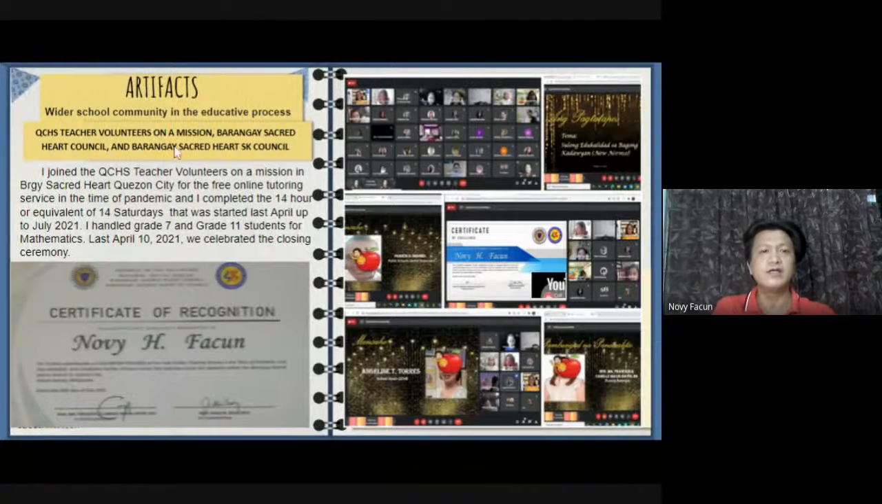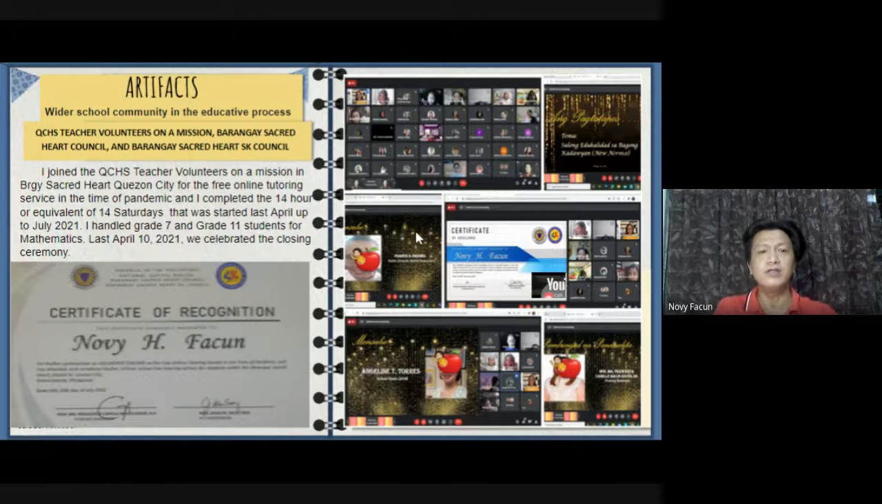And of course, another artifact is the wider school community in the educative process. So nag-join ako sa volunteers on the mission in the barangay namin sa Sacred Heart, Quezon City for free online tutoring service. Ito yung mga bata na nahihirapan sa mga subject. So cater namin yung kahit anong subject. We conducted this for 14 Saturdays or equivalent to 14 hours. We started last April and ended on the second week of July. So nag-award kami, tapos I handled grade 7 and 11 in mathematics.